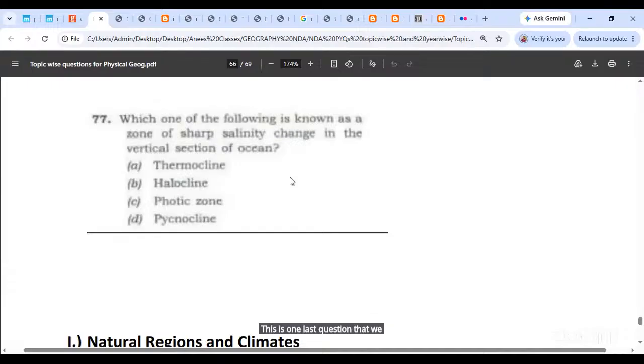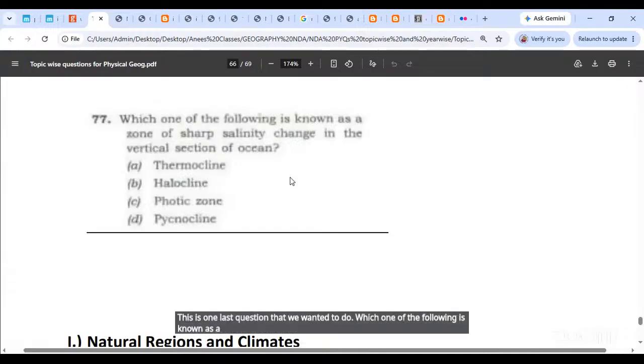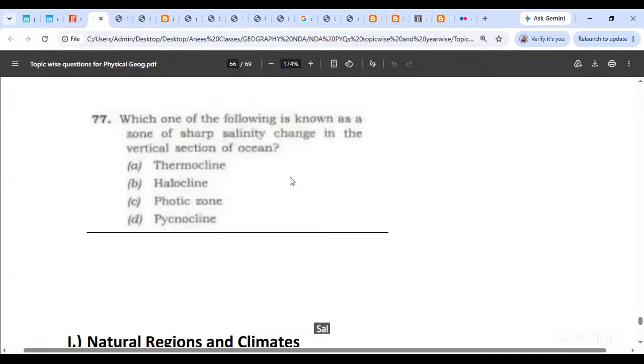Which one of the following is known as a zone of sharp salinity change in the vertical section of the ocean? Salinity change, right? What is changing? If the salinity changes, what will that zone be called? Then what will you call the zone in which the temperature changes?